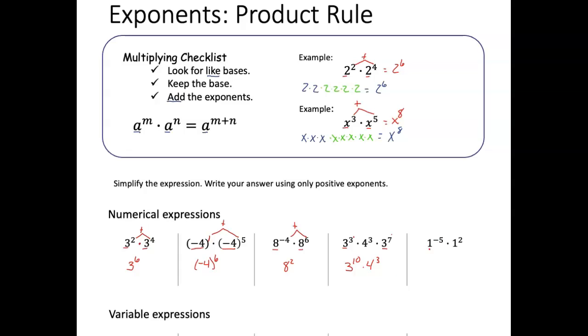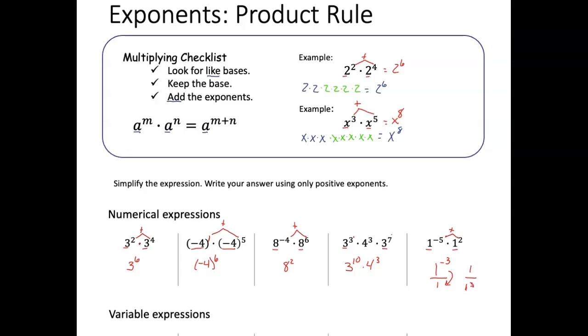I have 1 to the -5th times 1 to the second. Common base is 1. -5 plus 2, -3. Ooh, 1 to the -3. Can't have a negative in mine. It says up here, positive exponents. So how would we change that? Remember, we would take it, put it over 1, and then we would move it. So I would have 1 over 1 to the third.